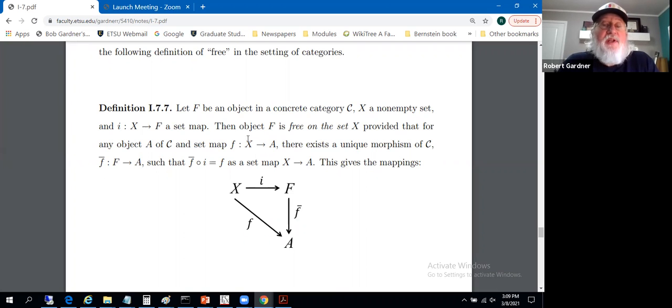So the definition is, object F is free on the set X, provided that for any object A of C and any set map f mapping X to A, there exists a unique morphism of C, called f bar, mapping F into A, such that f bar composed with i equals f as a map from X to A. In other words, we started with object F, non-empty set X, and mapping i. So we started with this first line here. We've got set X mapped into object F, if you will.